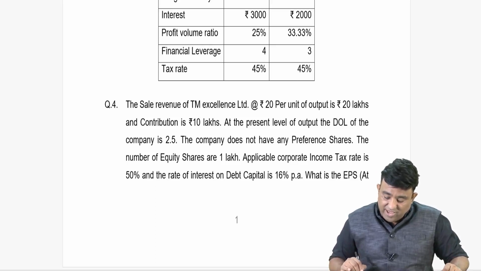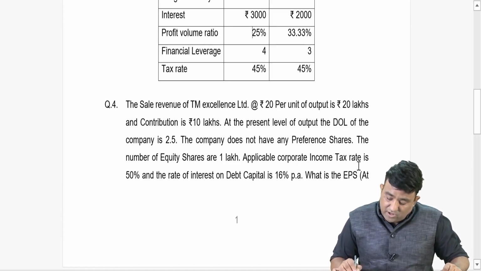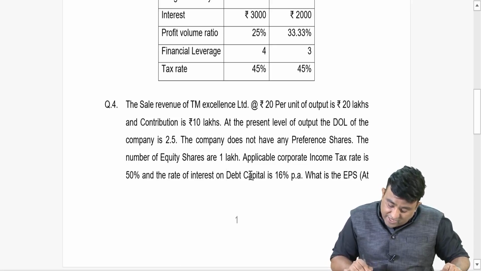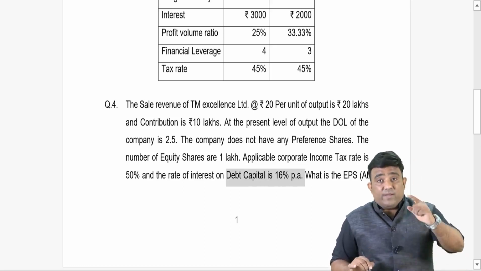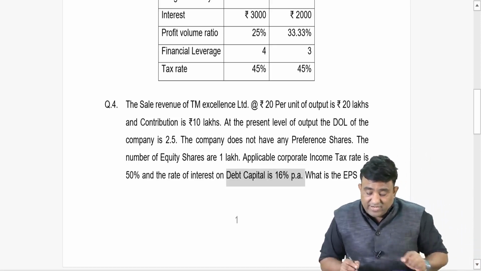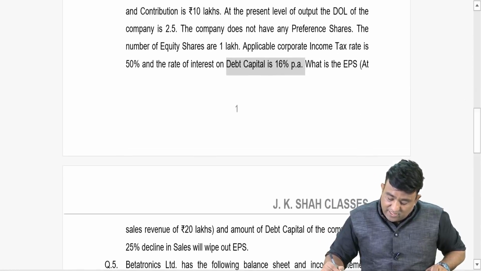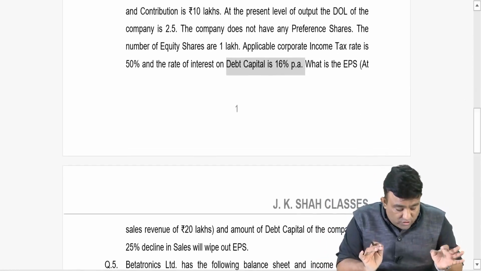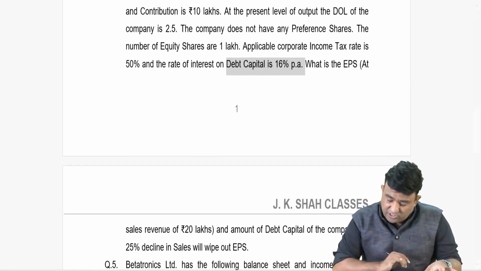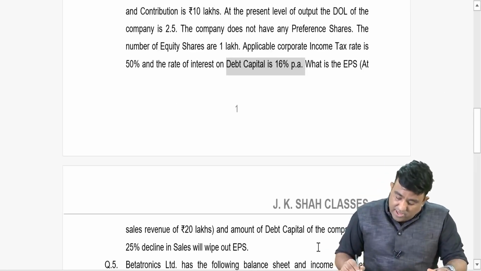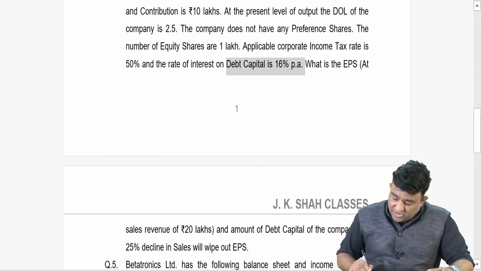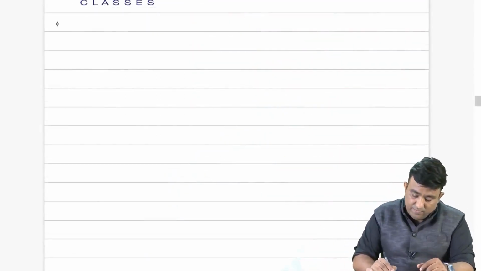Number of equity shares are 1 lakh. Applicable income tax rate is 50% and interest rate on debt capital is 16%. Preference dividend is not there, but interest is there. What is EPS at sales revenue of 20 lakh? Students, you have to just calculate earnings per share by preparing a table. And the amount of debt capital of the company, if a 25% decline in sale will wipe out the EPS. That is something different. Let us calculate. I will take this as answer 4.